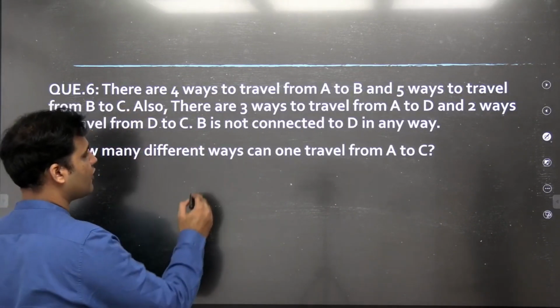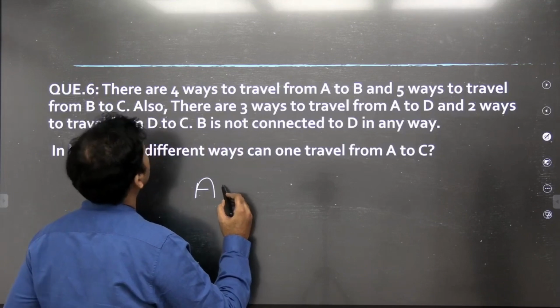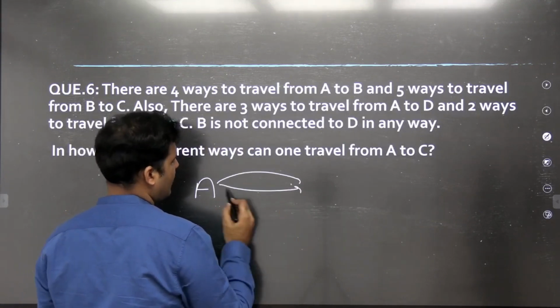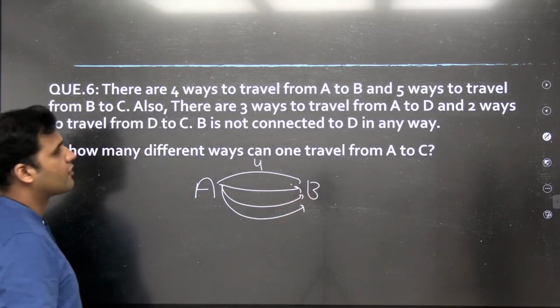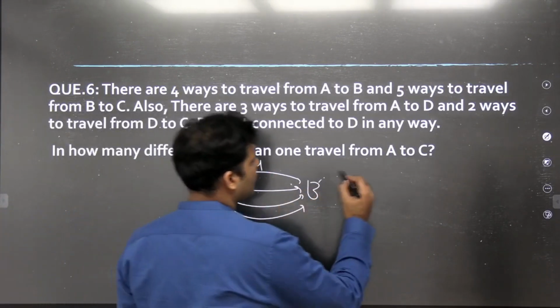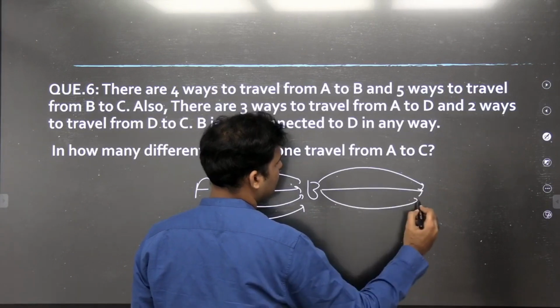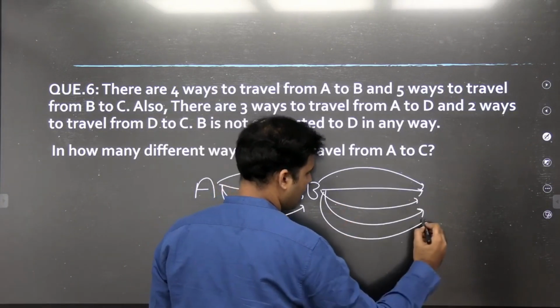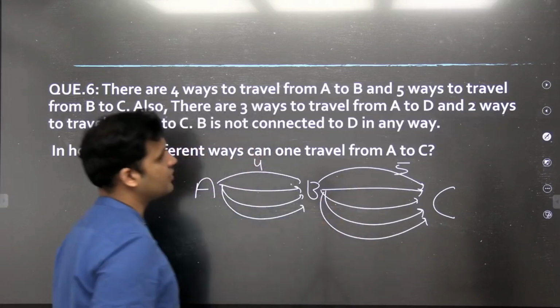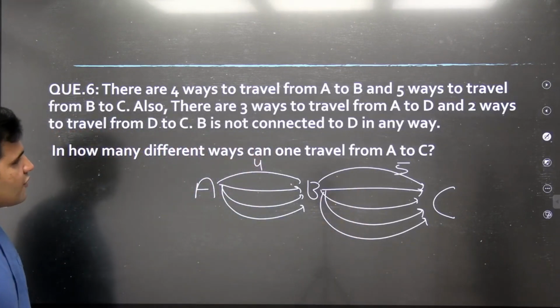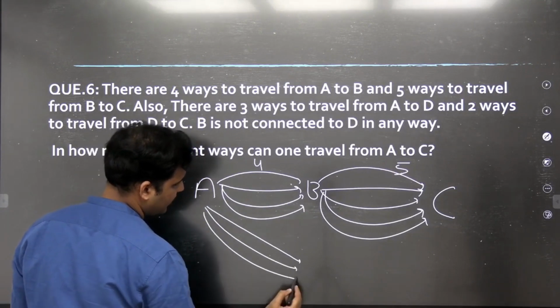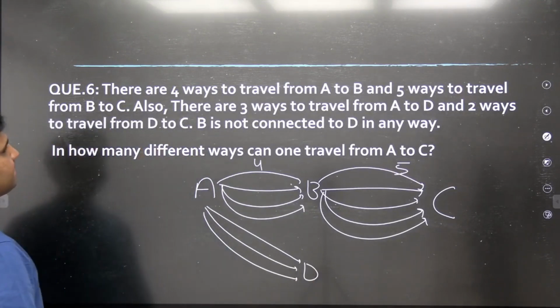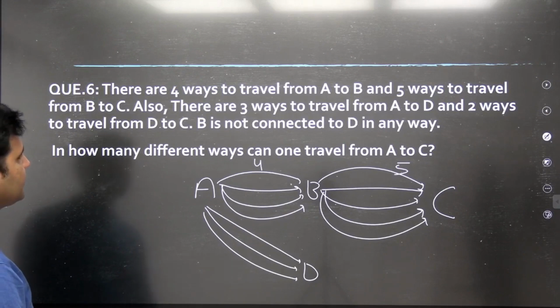There are 4 ways to travel from A to B. A से B जाने के अपने पास 4 तरीके. Okay. फिगर बना लेते हैं, थोड़ा समझ में आ जाएगा आपको अच्छे से. A to B we have 4 ways and 5 ways to travel from B to C. 1 2 3 4 and 5. 5 ways to travel from B to C. There are 3 ways to travel from A to D. Okay, 3 ways to travel from A to D, and 2 ways to travel from D to C. Okay, in how many different ways one can travel from A to C?